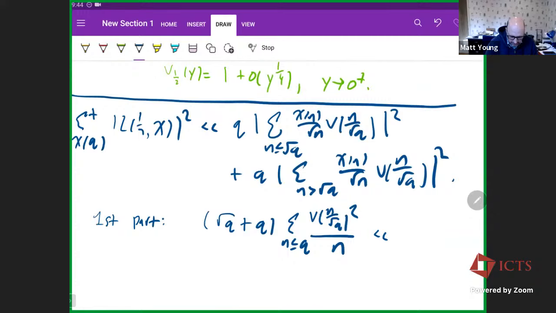What did I do wrong? No, there's no q. This is sum over chi. Okay. When we do the sum over chi, we get a q from the orthogonality. Okay, so V of x is bounded by a constant, like big O of 1. So this is like the harmonic series, so that you just get q log q.